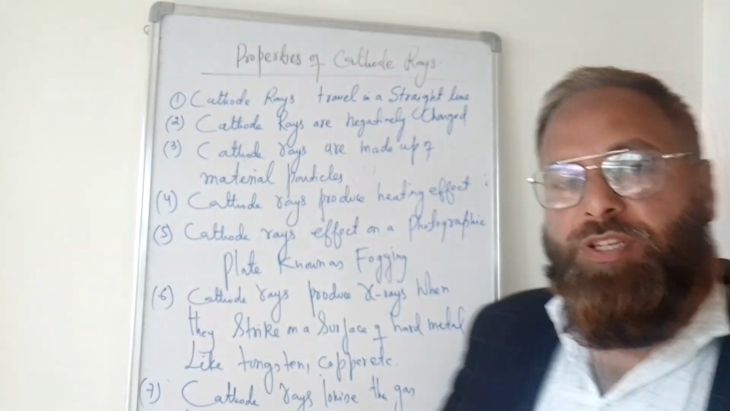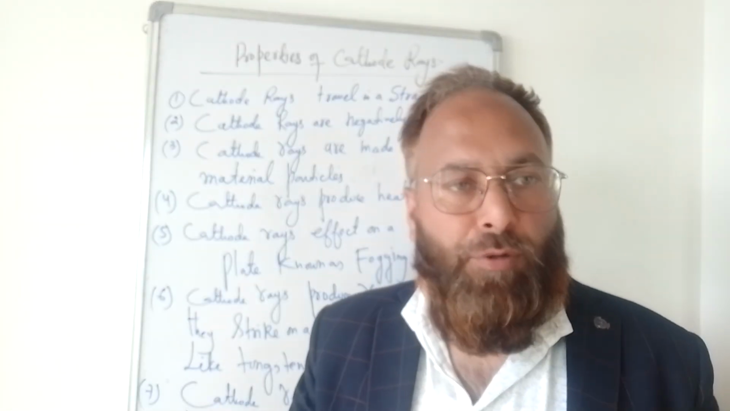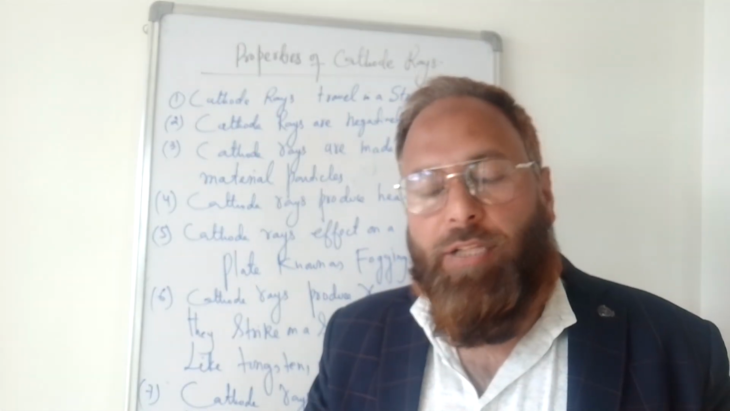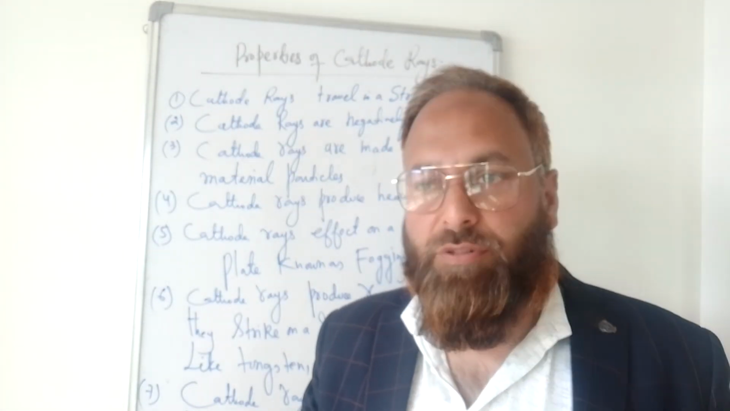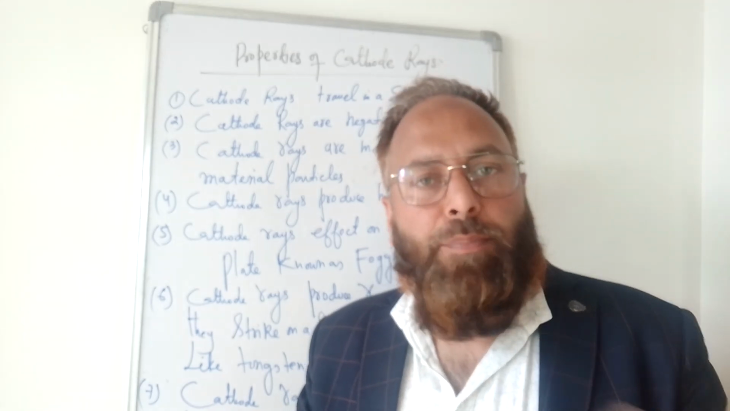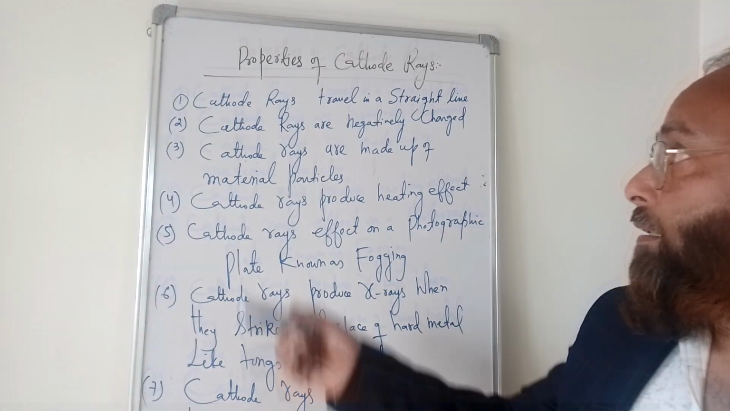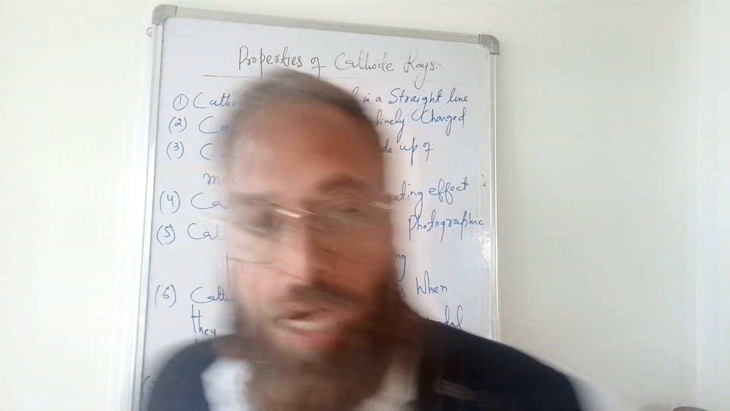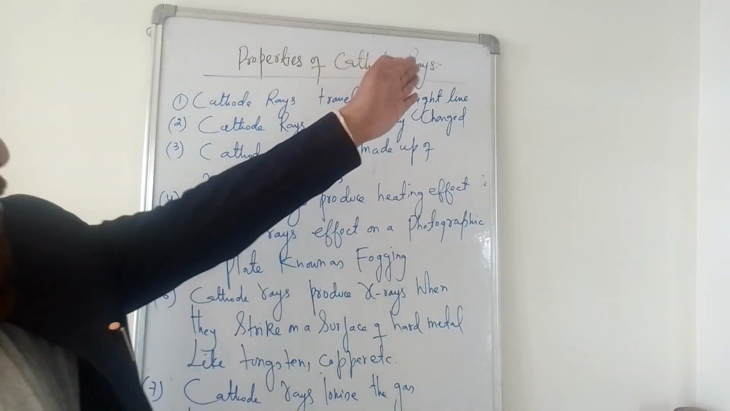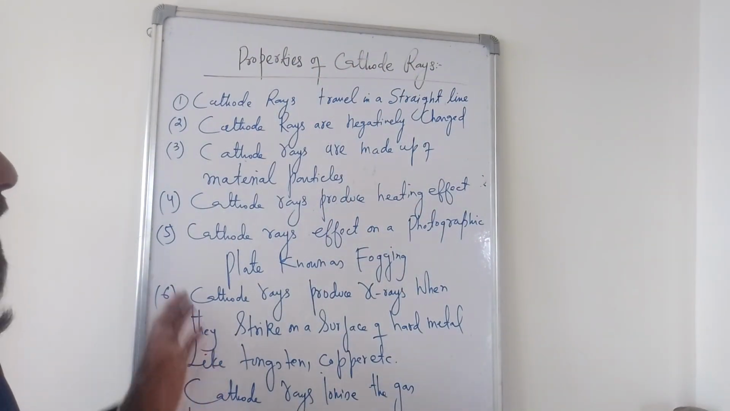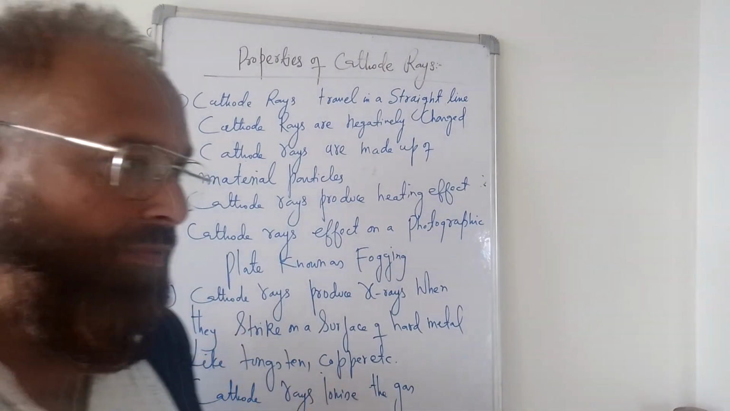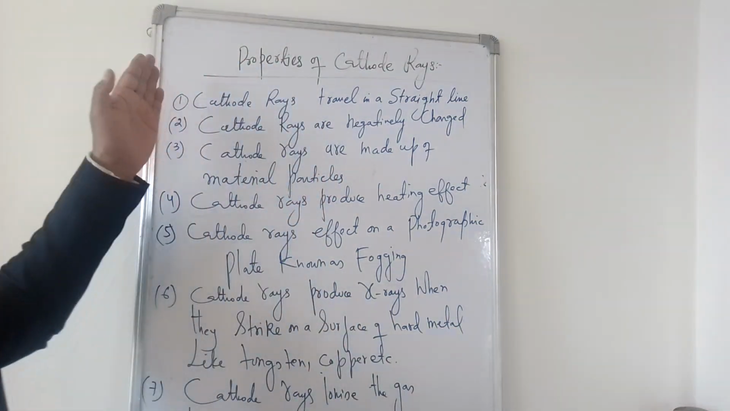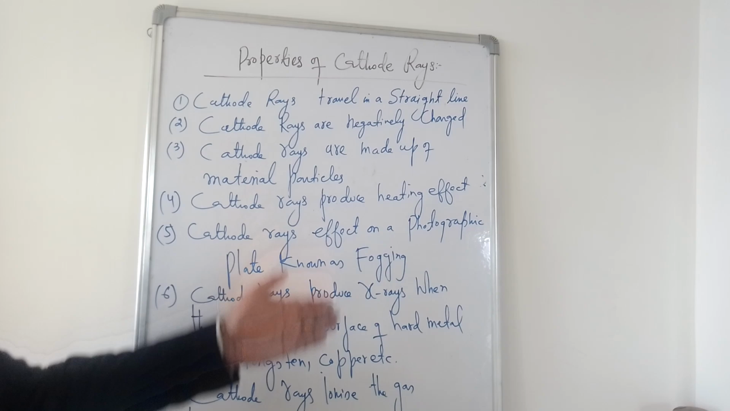As you know, the discharge tube experiment produces cathode rays, and cathode rays are actually electrons, which are particles. But here I will show the properties of cathode rays. I have already written them here, because most of the time I just want to explain these properties.